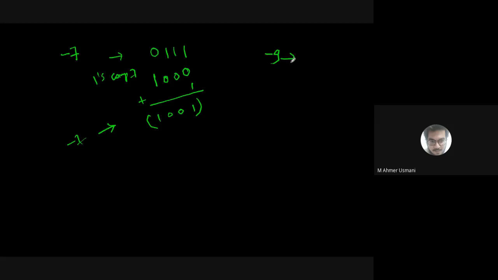How is 9 represented in binary? 1001. You need to put 0 over here in order to make it a positive number. Okay, don't forget that. Is that clear?